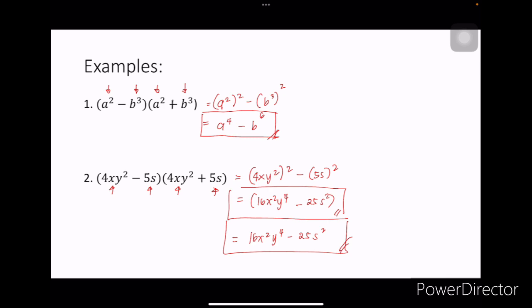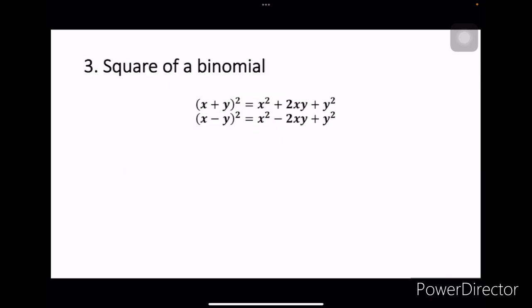Now, let's move forward to the next example for square of a binomial. So how will you know that you have a binomial? If you have two values or two algebraic expressions separated by a plus or a minus, and then you will square it. So this is an example of a square of binomial.